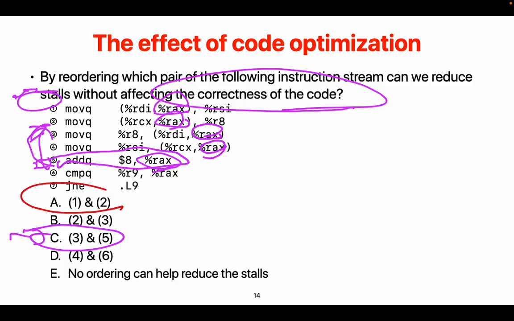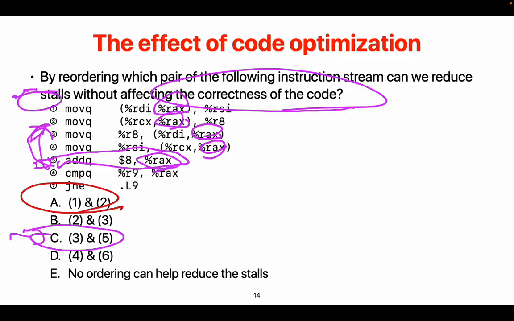So how about 1 and 2? Are we having trouble with that? So why don't we have trouble with 1 and 2? Why is it okay to reorder 1 and 2? It doesn't affect the correctness, but what's a fundamental reason why it doesn't affect the correctness? They are not depending on each other, right?